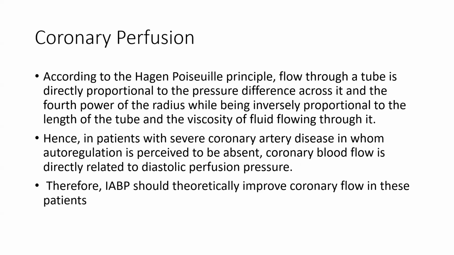Then let's talk about coronary perfusion. According to the Hagen-Poiseuille principle, flow through a tube is directly proportional to the pressure difference across it and the fourth power of the radius, while being inversely proportional to the length of the tube and the viscosity of the fluid flowing through it. Hence, in patients with severe coronary artery disease in whom autoregulation is presumed to be absent, coronary blood flow is directly related to the diastolic perfusion pressure. Therefore, IABP should theoretically improve coronary flow in these patients.